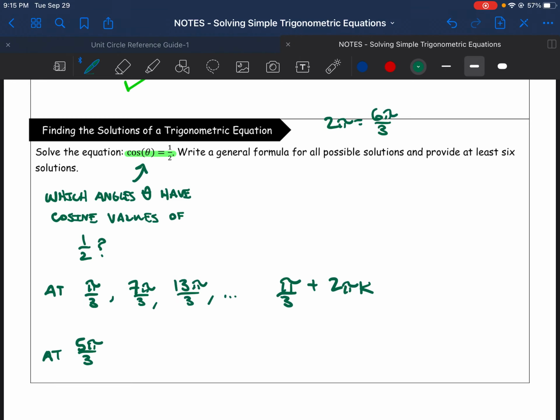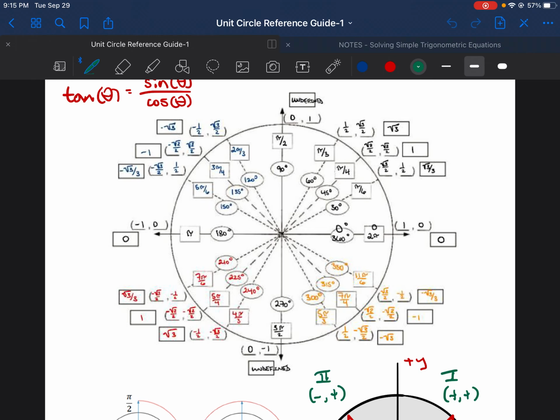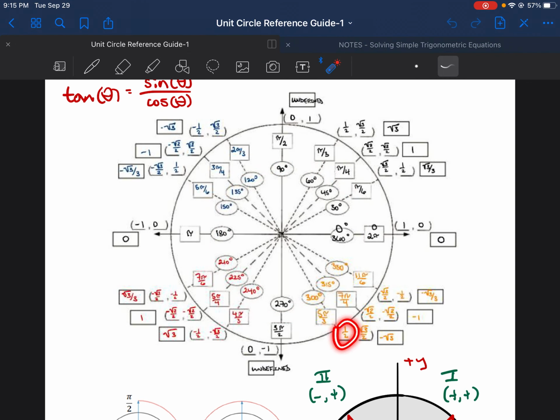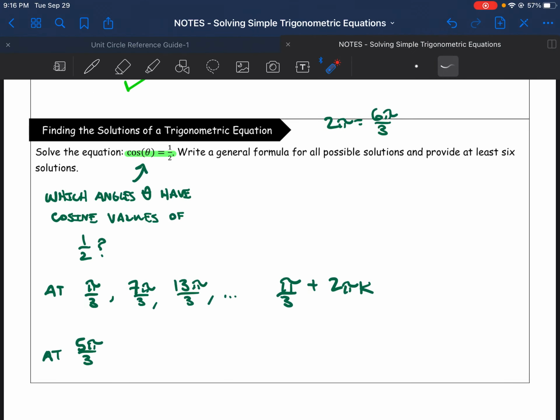And the same is going to work for 5 pi over 3. If I add 2 pi to 5 pi over 3, I'm going to get a coterminal angle that's also going to have a cosine value of 1/2. So I'm going to keep adding 2 pi. Remember again, we're going to let 6 pi over 3 represent 2 pi so that we have the common denominator of 3. So 5 pi over 3 plus 6 pi over 3 is going to be 11 pi over 3. I could add 6 pi over 3 again, get 17 pi over 3. And I know that I could do this infinitely, keep adding 6 pi over 3.